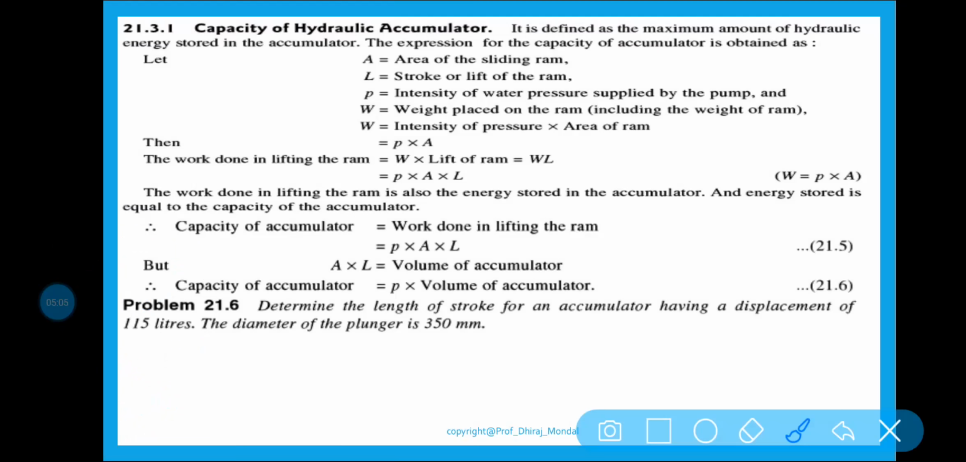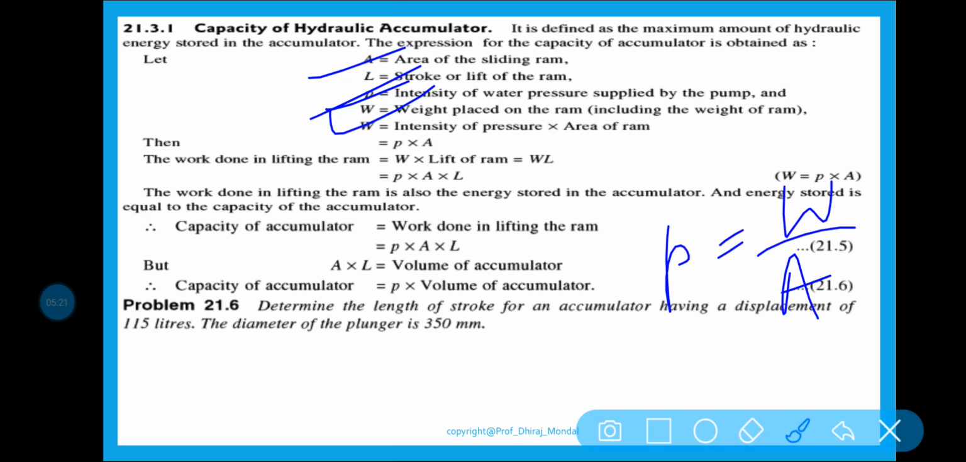Now P is the pressure intensity supplied by the pump, and W is the weight placed on the ram. We can again write the pressure is equal to W by A, so W is equal to P into A.